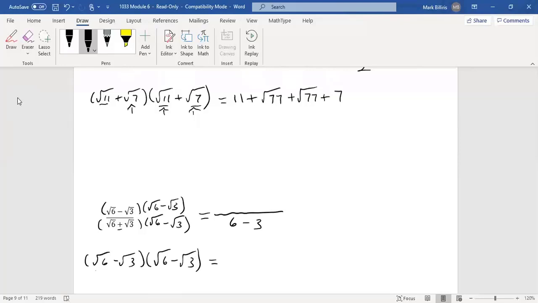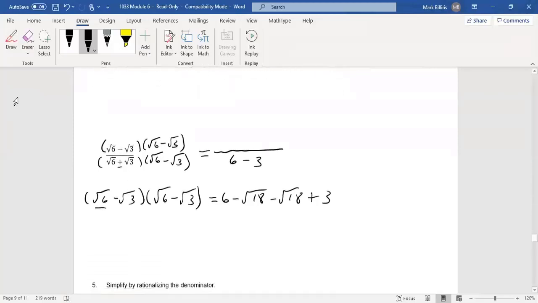So you're going to start by multiplying the square root of 6 times both terms in the parentheses to the right. The square root of 6 times the square root of 6 is 6. Square root of 6 times negative square root of 3 is negative square root of 18. Then we start with negative square root of 3 times both. Negative square root of 3 times the square root of 6 is negative square root of 18 again. And negative square root of 3 times negative square root of 3, a negative times a negative is a positive, and the square root of 3 times the square root of 3 is 3.